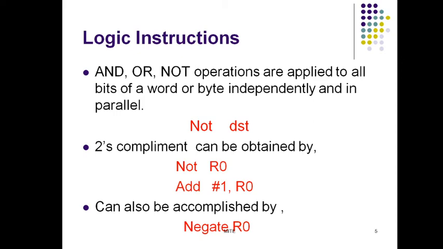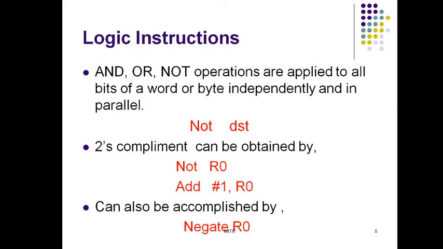For example, NOT DST. The instruction NOT DST, that is destination, complements all the bits contained in the destination operand. Complement means changing zeros to ones and ones to zeros. You also know that the one's complement is nothing but complementing each bit. Then how do you find two's complement? Two's complement is nothing but first finding the one's complement and then adding one to it. So the result will be the two's complement of that particular number.